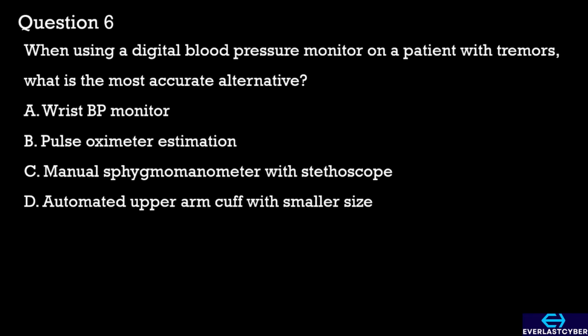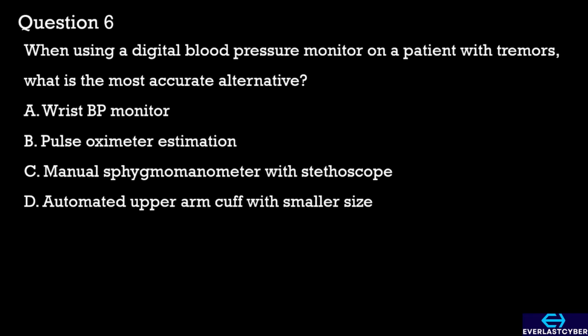Tremors can cause digital or automated blood pressure monitors to give inaccurate readings because the machine may misinterpret the vibrations as pulse signals. So, in order to counteract this, using a manual sphygmomanometer with a stethoscope will allow the nurse to listen directly to the correct sounds, thereby providing a more reliable measurement.